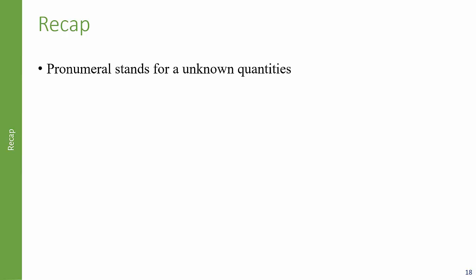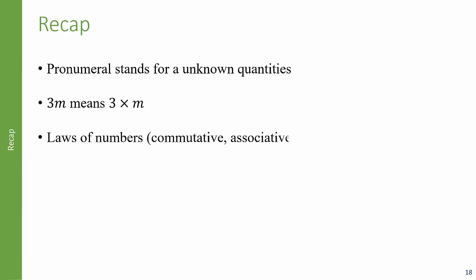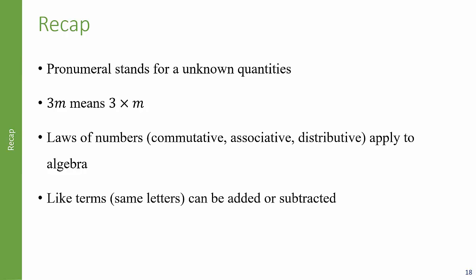In algebra, we represent unknown quantities with letters or pronumerals. We interpret 3m to mean 3 times m. What we can do with numbers, like rearranging the order when we're adding or multiplying, also applies to algebraic terms. Like terms refer to terms that have the same letter parts, and they can be added or subtracted together.